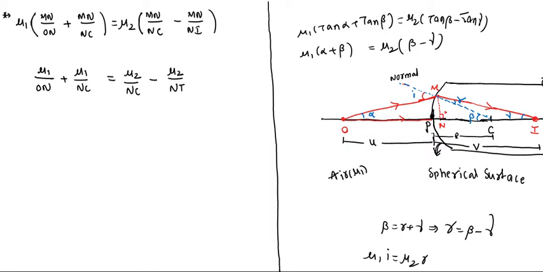Have you got any doubt in this? Mn is common and cancels. I multiplied with nu 1 on the left side and nu 2 on the right side. This I got here. But from the figure, some more things we have to write. What do we write from the figure? ON is what from the figure? ON is nearly equal to OP, right?